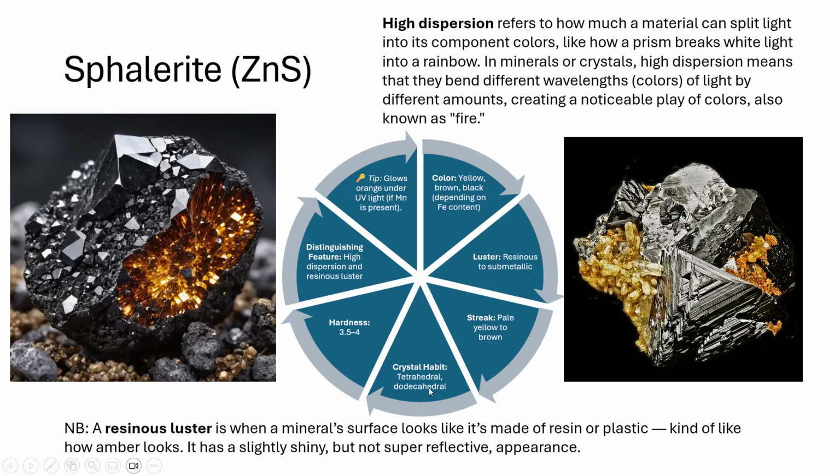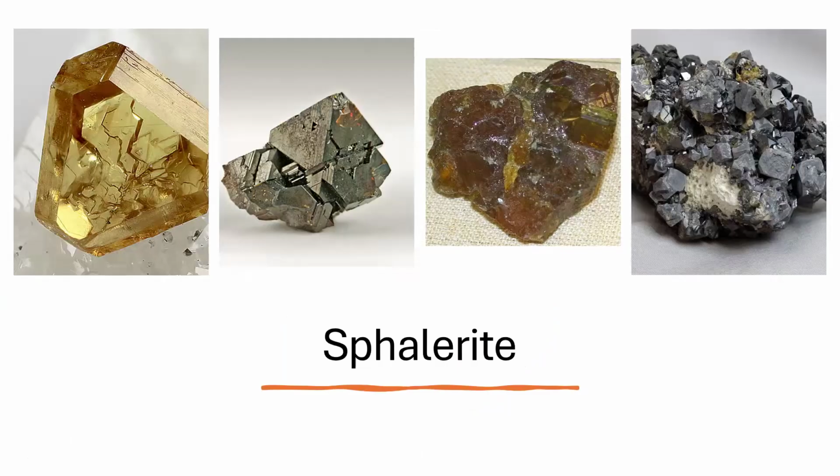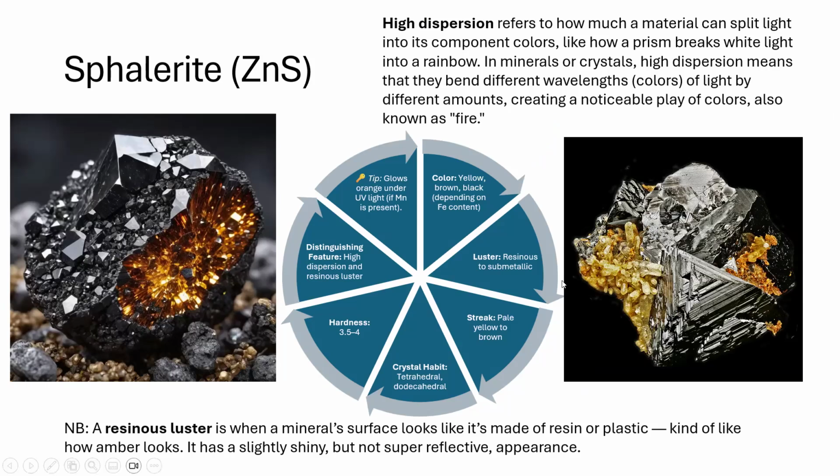All right, and the crystal habit is tetrahedral or dodecahedral. And the streak is pale yellow to brown. Sorry about that. And then luster, resinous to submetallic. And then in terms of color, it can be yellow, brown, black, depending on the iron content.